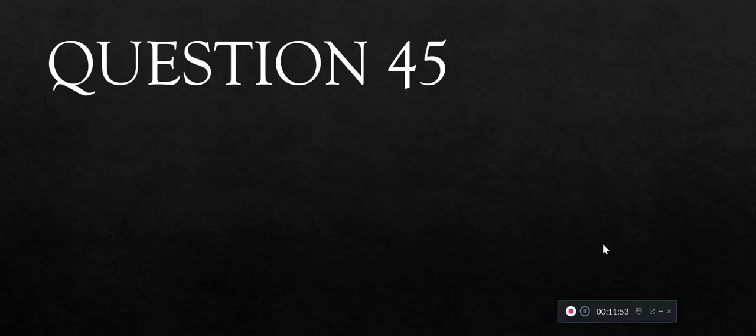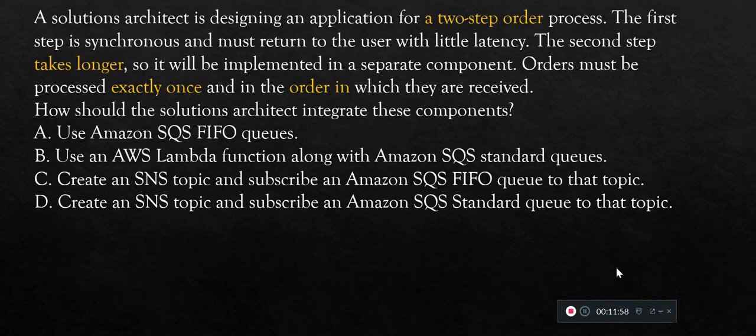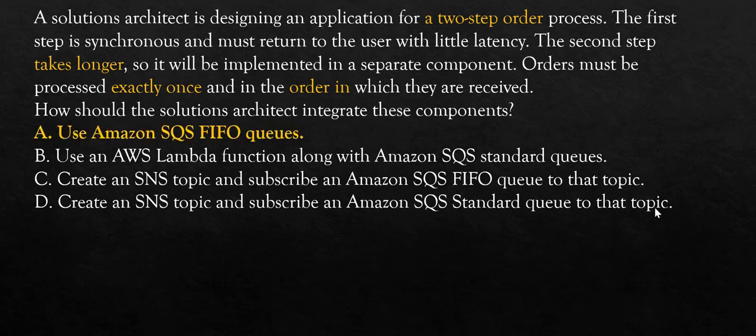So question number 45 goes this way. You may pause the video here so that you can spend more time reading this question. This question is talking about two steps. The first step is synchronous and the second step takes longer. Your order should be processed exactly once. This is the keyword. And in the order in which they are received, so you have to process it in sequence. In this case, SQS FIFO queue is the right answer, but let's examine the answers.